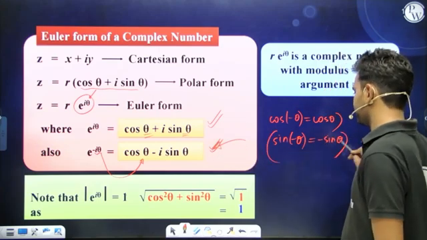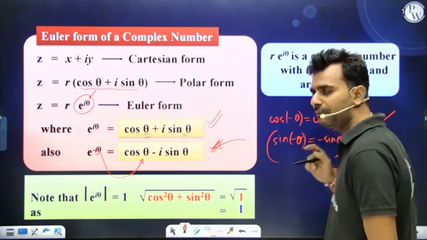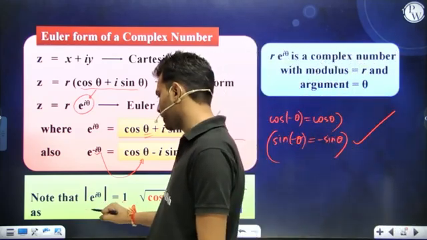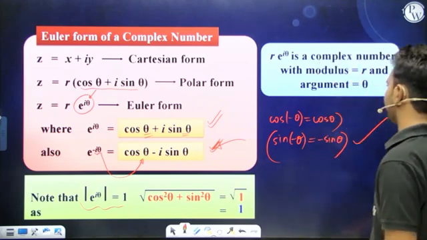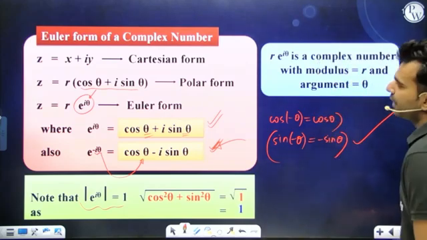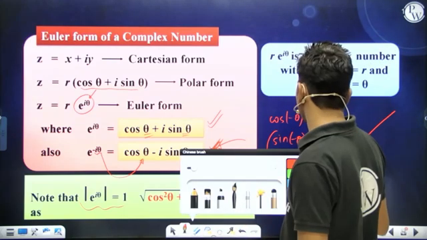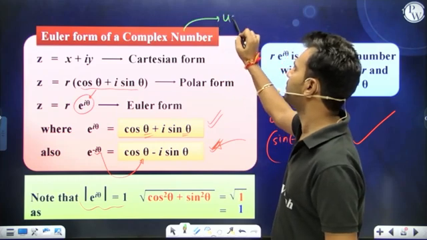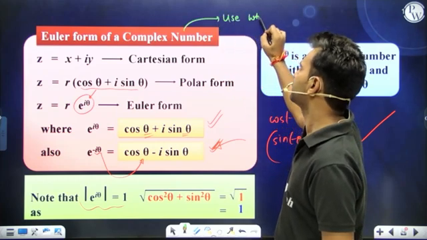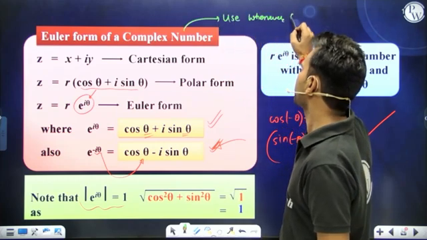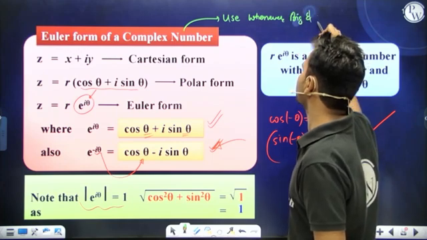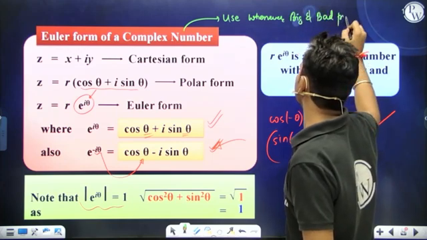Okay. Yep, do remember this. And the magnitude of e to the power i theta is nothing but equal to 1 only. That you guys can easily verify. Yep. Okay. We need to use Euler form whenever big and bad powers are there.